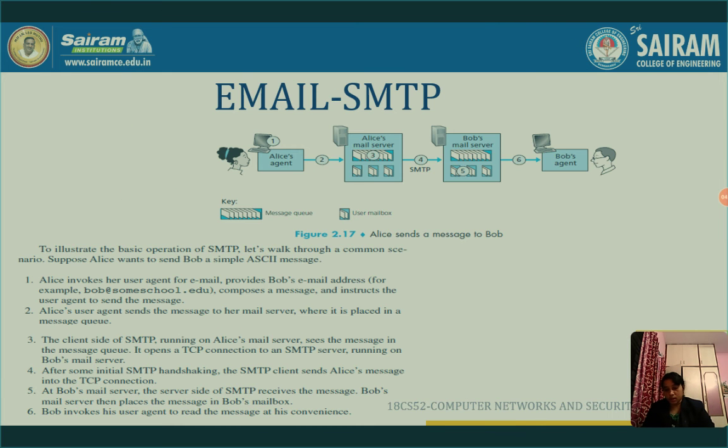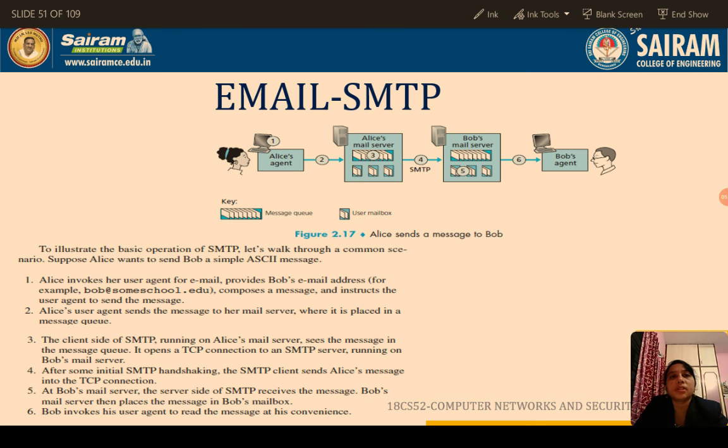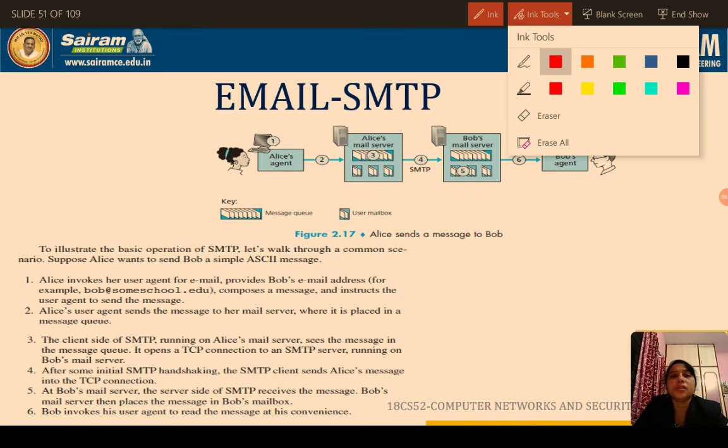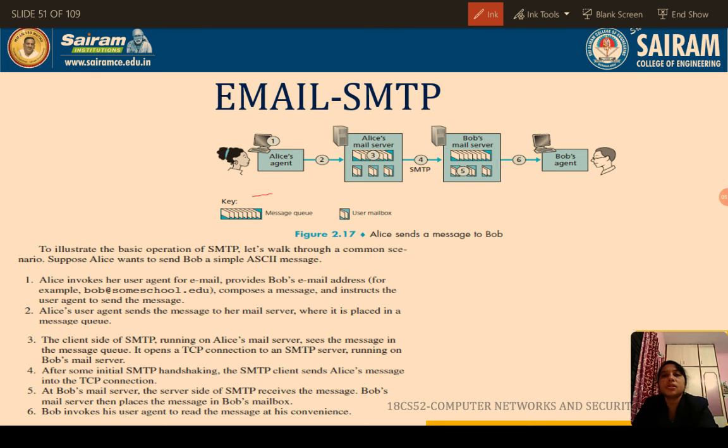Next is email. This is the diagram which we can see here. In email, we'll be having four components. As I said already, we have four components. That is user agent, and the other user agent. We are seeing, right? The other user agent is nothing but a user agent. This is a user agent.